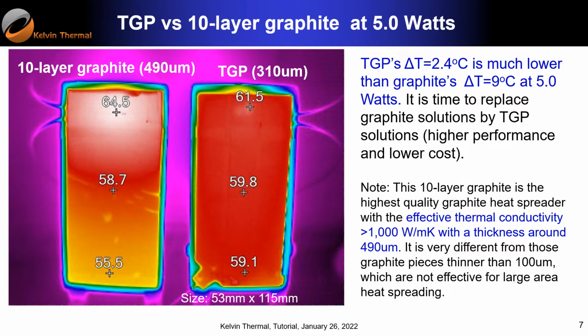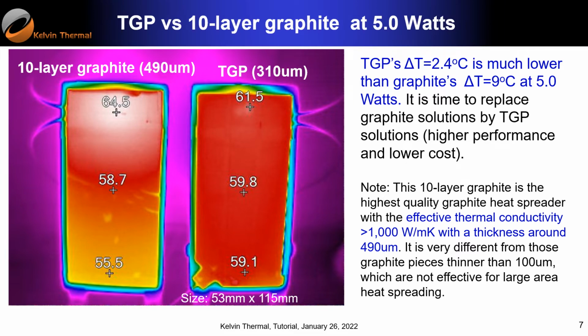We apply 5 watts from the top, and you can see for the 10-layer graphite the temperature difference is about 9 degrees C. With the same power, the TGP temperature difference is about 2.4 degrees C. So it's 9 degrees C versus 2.4. Most customers, whether they use graphite or TGP, consider the temperature difference across the heat spreader their number one concern.